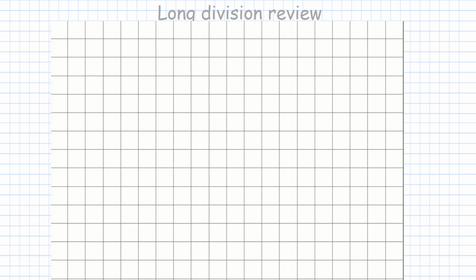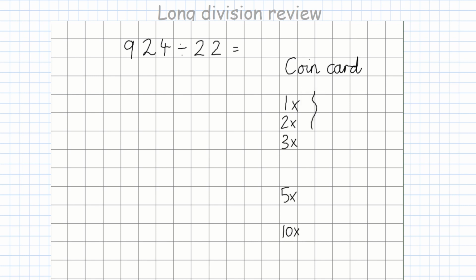Now we're going to review long division. So we're going to look at 924 divided by 22. We start with our coin card. So we want to write 1 lot of 22, 2 lots, 3 lots, 5 lots, and 10 lots, leaving a space.